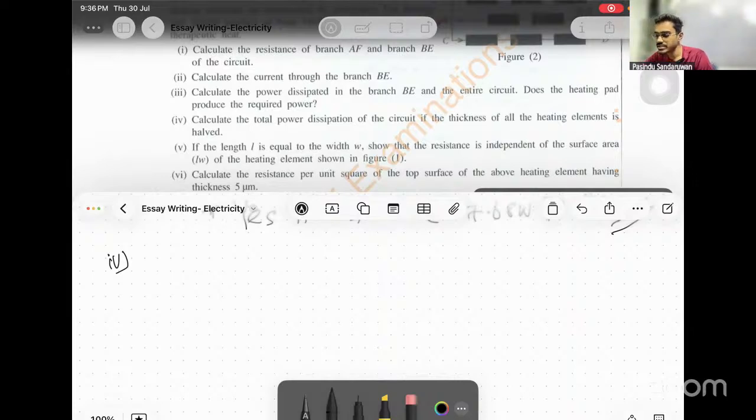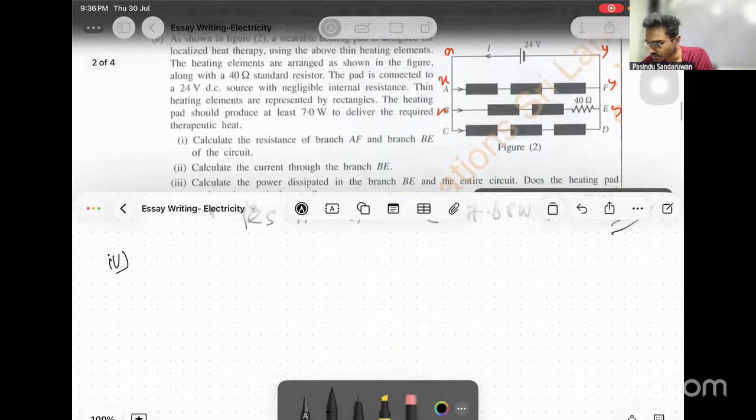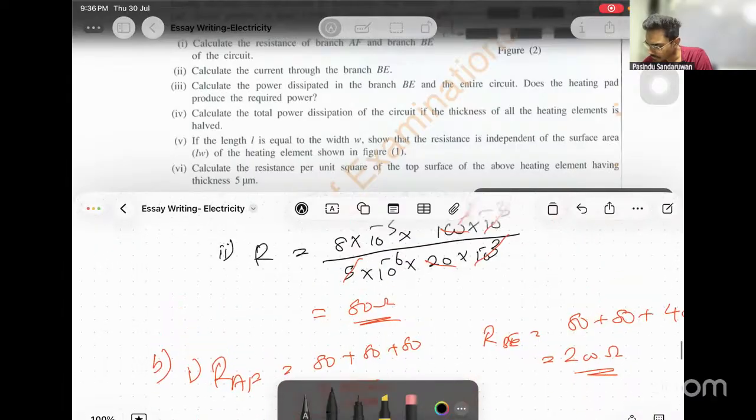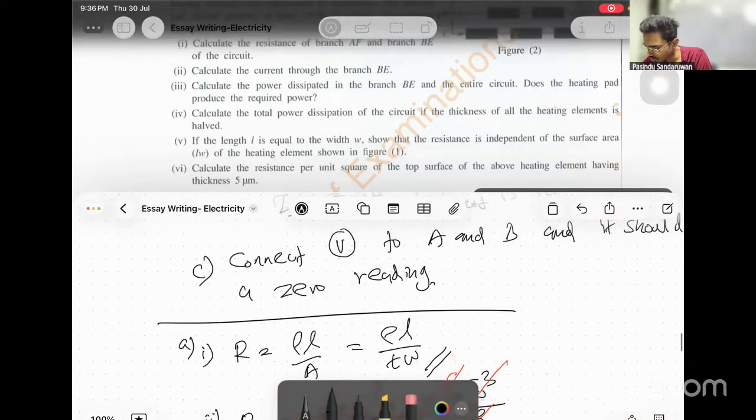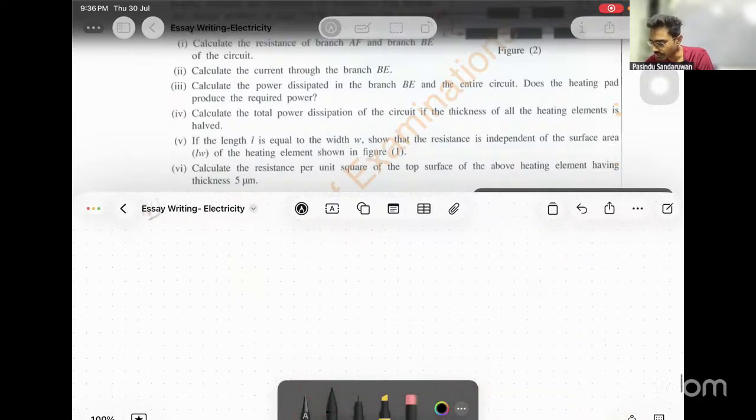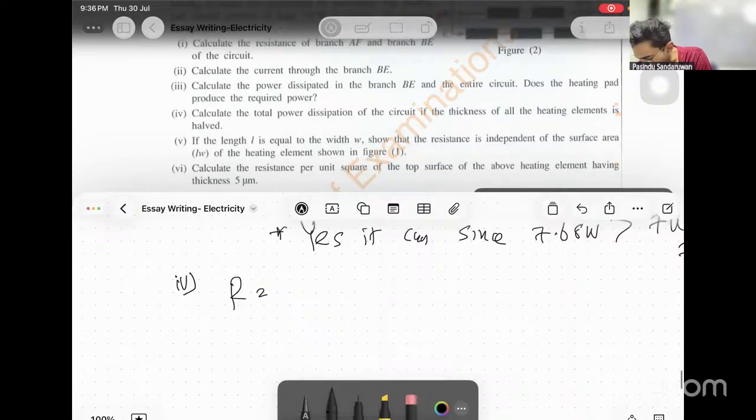If the thickness is halved, resistance becomes... see, now what was the equation we proved? The thickness equation: R equals rho L over d W, rho L over T W. Now thickness is going to be halved. If thickness is halved, resistance is doubled.